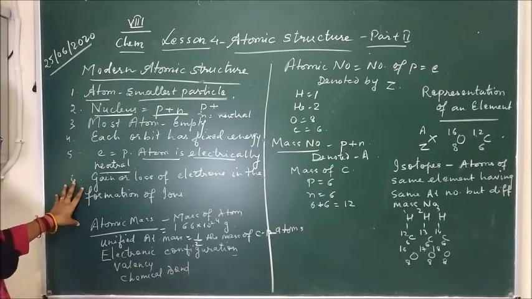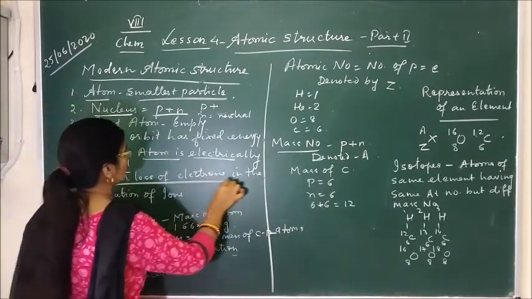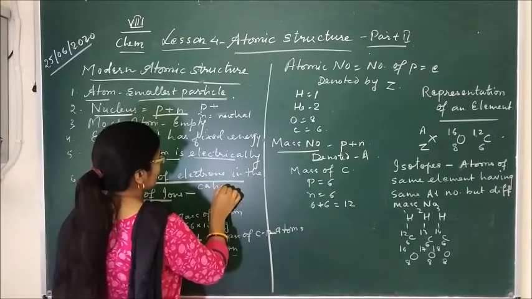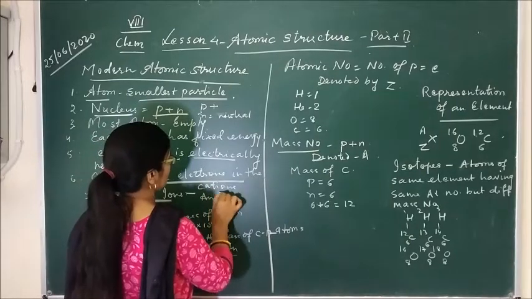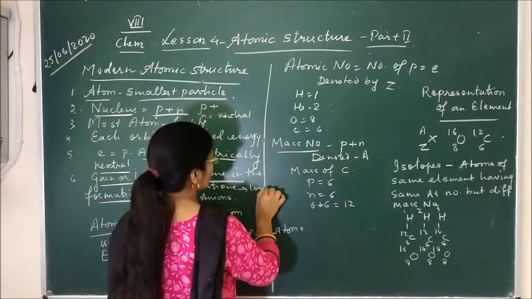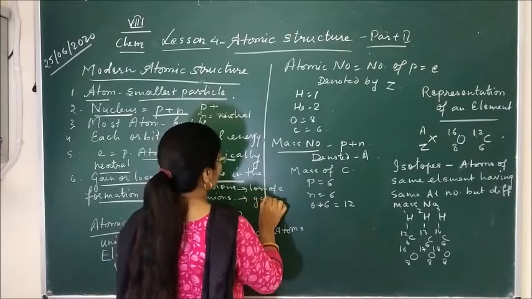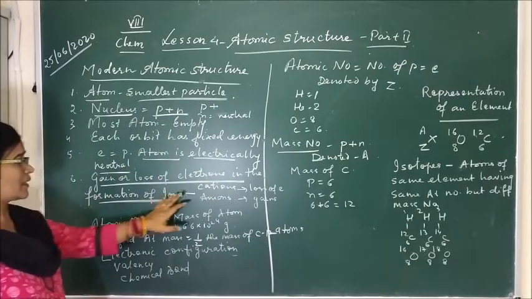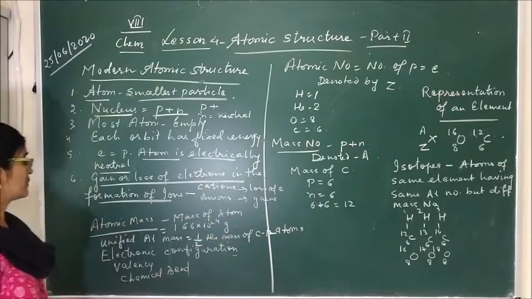And according to the modern atomic structure, the gain or loss of electrons forms ions. There are two types of ions, cations and anions. Cations are positively charged, anions are negatively charged. So cations are formed by the loss of electrons and anions are formed by the gain of electrons. So these loss and gains of the electrons form the ions, either cations which are positively charged or anions which are negatively charged.